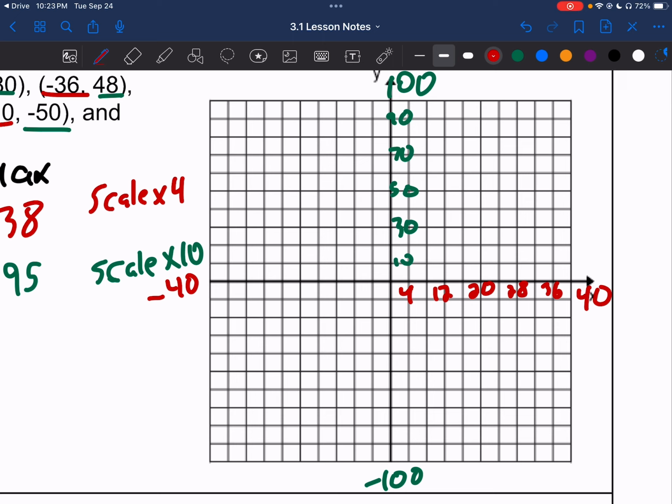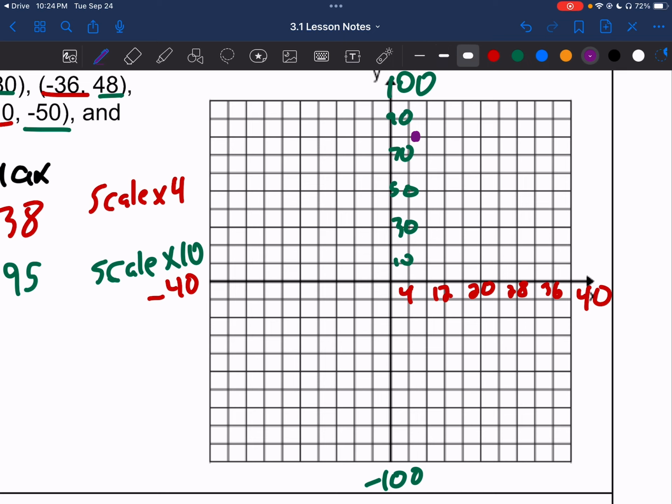Now, will they be exactly on grid lines? No, they're going to be approximations. So we're going to start with 5 and 80. We're going to go to the right 5, so we're going to be just a little bit to the right of that first grid line. And we're going to go up to 80, so that's going to be right about there.